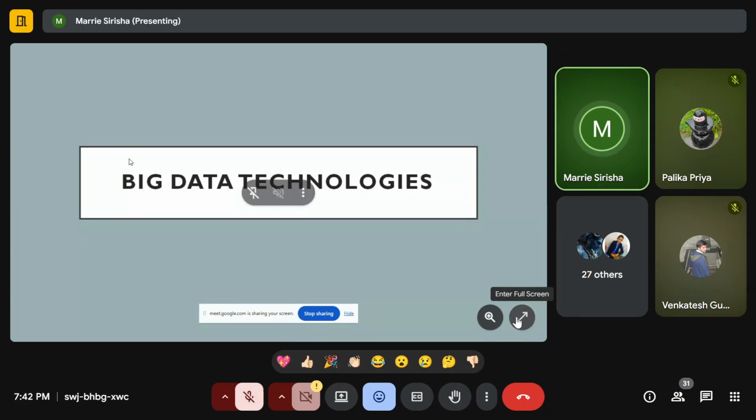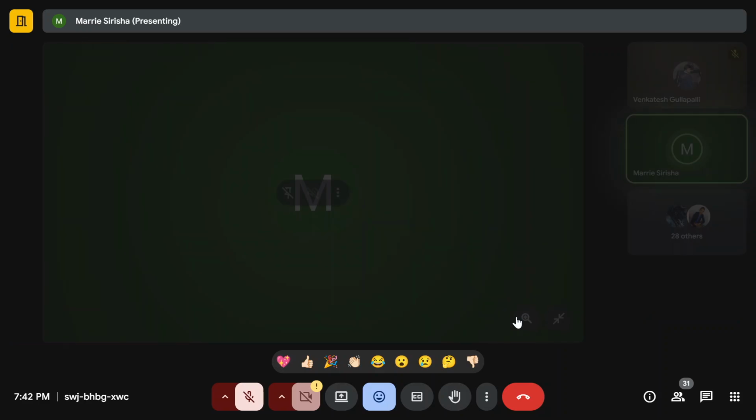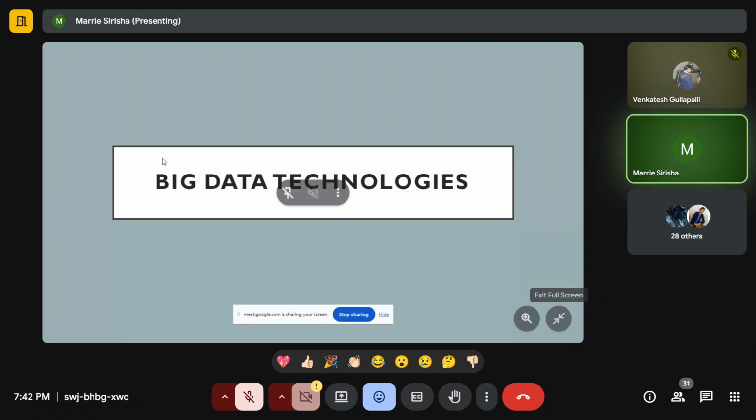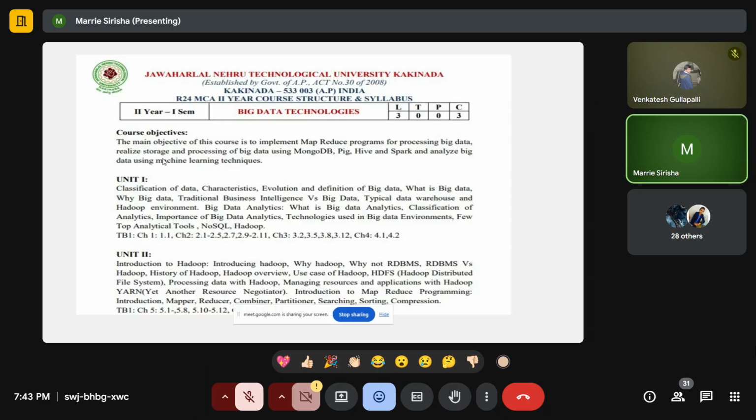So coming to your subject, that is big data technologies. First, we are going to discuss your syllabus. What is the main objective of your course? The main objective of this course is to implement MapReduce programs.